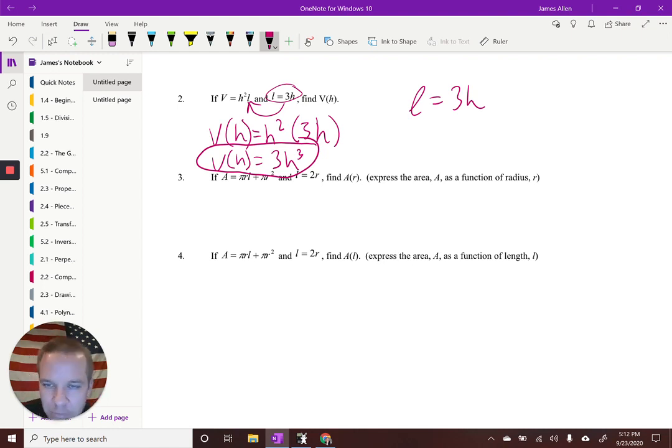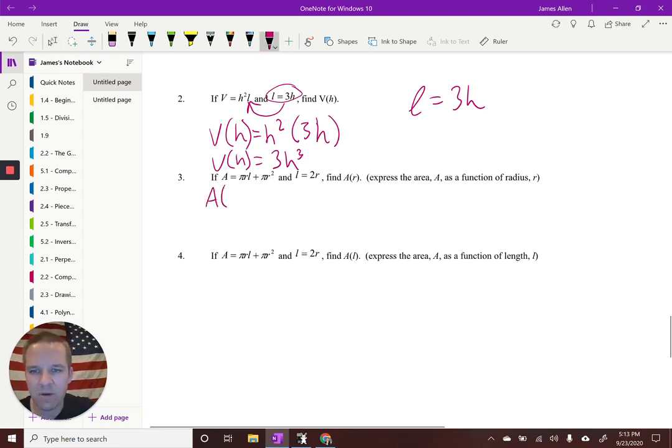So the next one here, if A equals pi RL plus pi r squared, and L is equal to 2r, or whatever dimension that is, 2 times r, probably the radius. Find the area as a function of the radius, A of r. All right. So let's think about this for a sec.